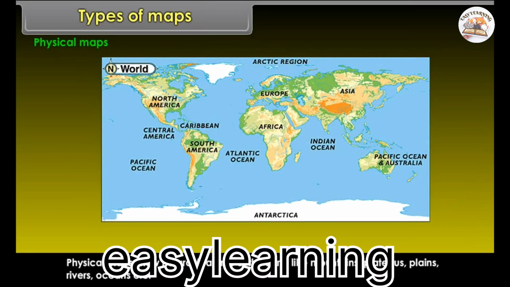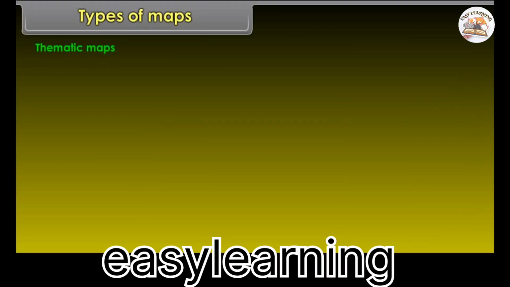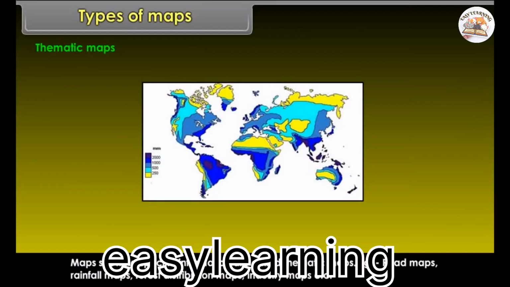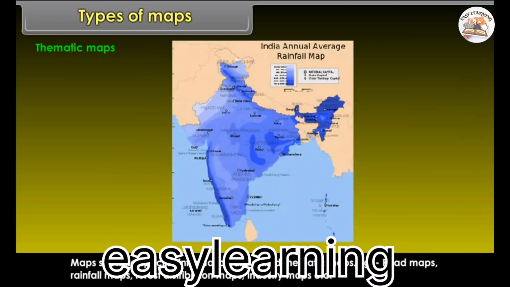Types of maps. Maps are of different types. They are physical maps, political maps, thematic maps. Physical maps. Physical maps show natural features of the Earth like mountains, plateau, plains, rivers, oceans, etc. Political maps. Political maps show different countries and states of the world with their boundaries. Example, political map of India.